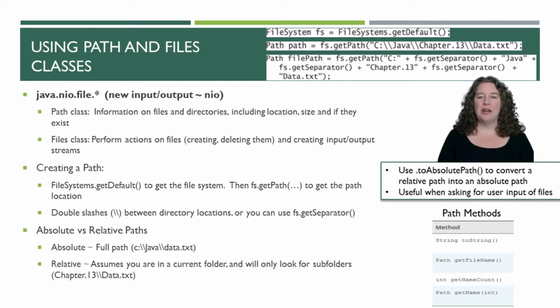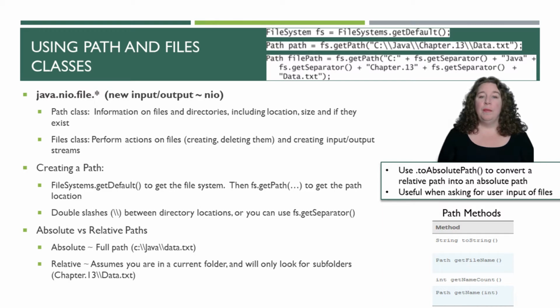It also allows you to say, here is a file, where is this file, so I can get reference to that path in my code. The Files class does actions on the file, including creating the file, deleting the file, and then doing input and output streams to either add stuff to the file, to write to the file, or to read stuff, input streams.